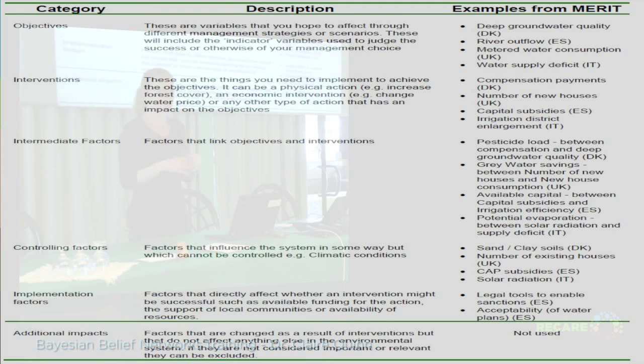Strategies. So these are your indicators. The two terms get used interchangeably: objective variables or indicator variables. These are the ones that you want to use to judge whether your interventions have been successful. So these are examples from the MERIT project, and the MERIT project was focused on water.